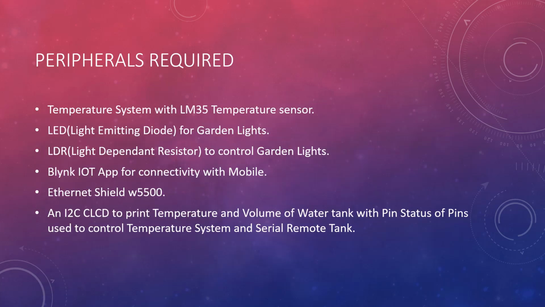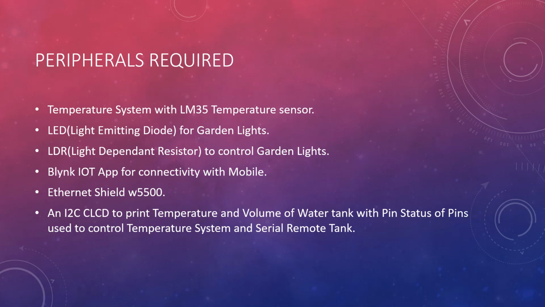So let's talk about the peripherals required for the project. A temperature system which includes an LM35, a heater, a cooler, then an LED, which is a light emitting diode for garden lights, then the LDR, light dependent resistor, which is used as a sensor to detect the brightness of the environment. Blink IoT app for connectivity with mobile, then Ethernet shield W5500.